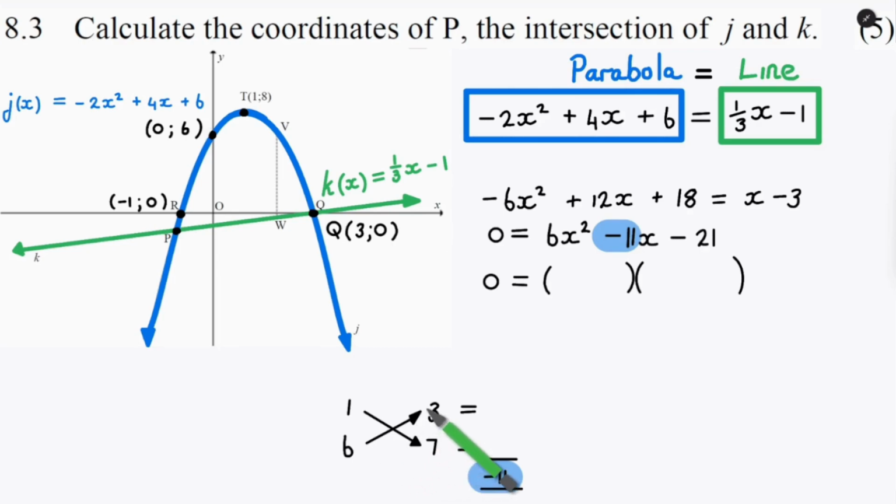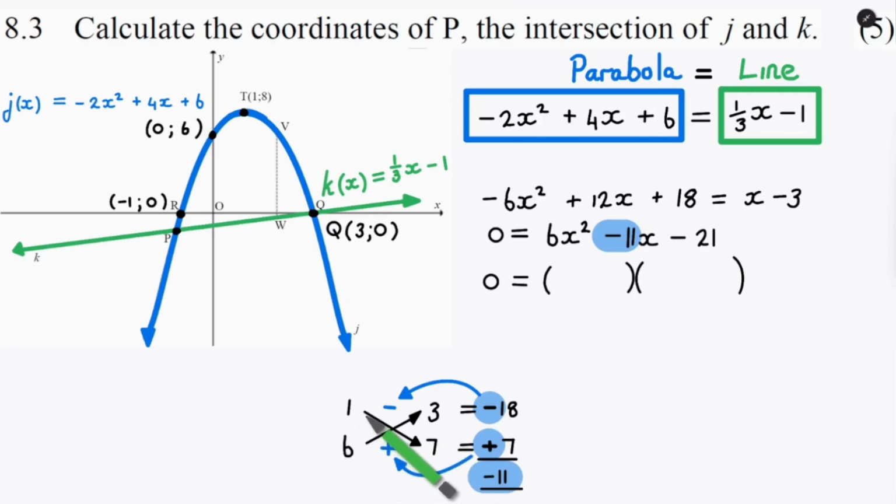And then I multiply going across the court. So 6 times 3 will give me 18. And 1 times 7 will give me 7. Now I need to add or subtract these two numbers to get this minus 11 in the middle. And I think I can get that done by saying minus 18 plus 7. And then we transfer those signs back in. And these form our two brackets.